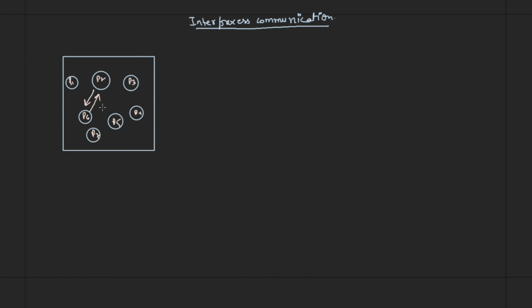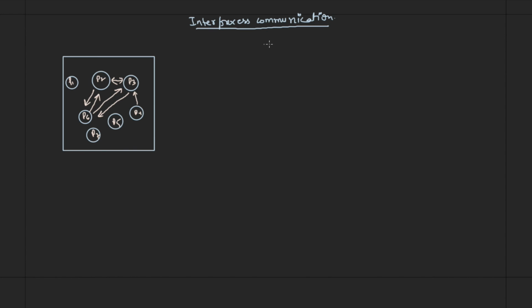Now when they want to communicate with each other, sometimes they can share some data variables, some data members, and they may also share some kind of resources. These resources can be anything. Generally, resources can be, for example, main memory, a printer, or some data variable.